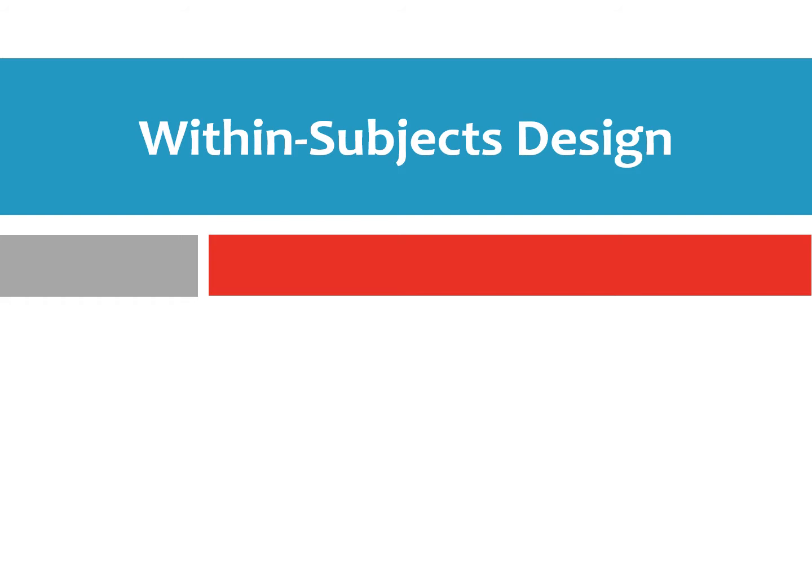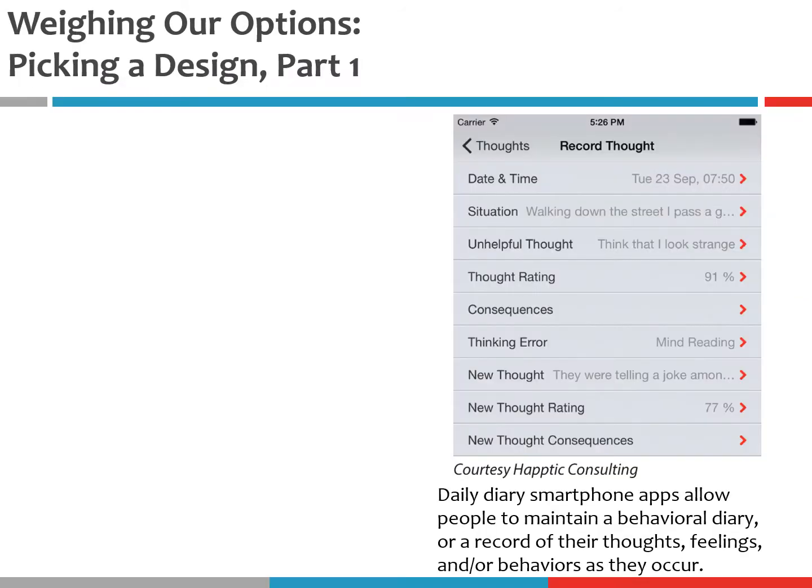And today we're going to be talking about the within subjects design. So we went through a couple of different designs. We went through between subjects design with two groups, and then we went through between subjects design with three or more groups, which was the one-way ANOVA that we talked about previously.